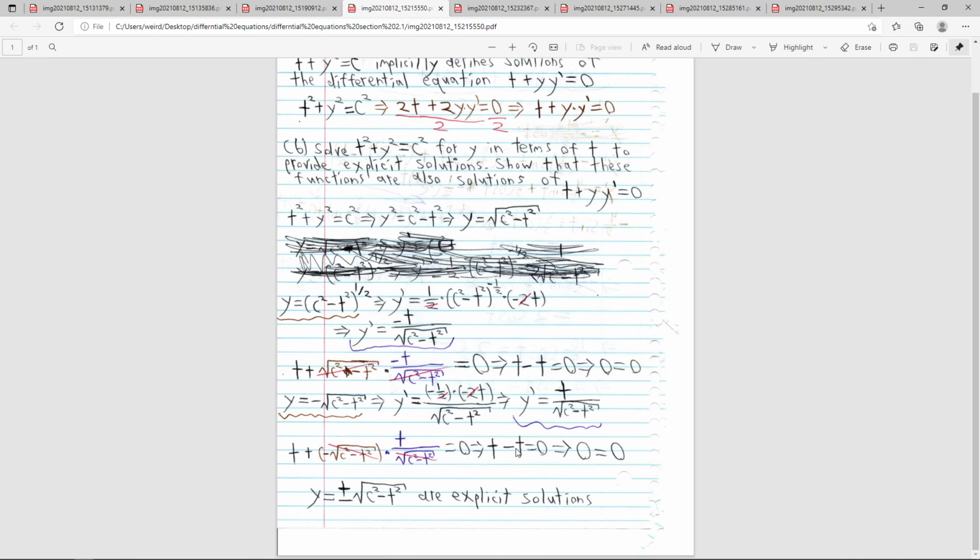You get the same process, and y equals plus or minus the square root of c squared minus t squared, therefore, is the explicit solution. So we have both the positive and negative square roots.